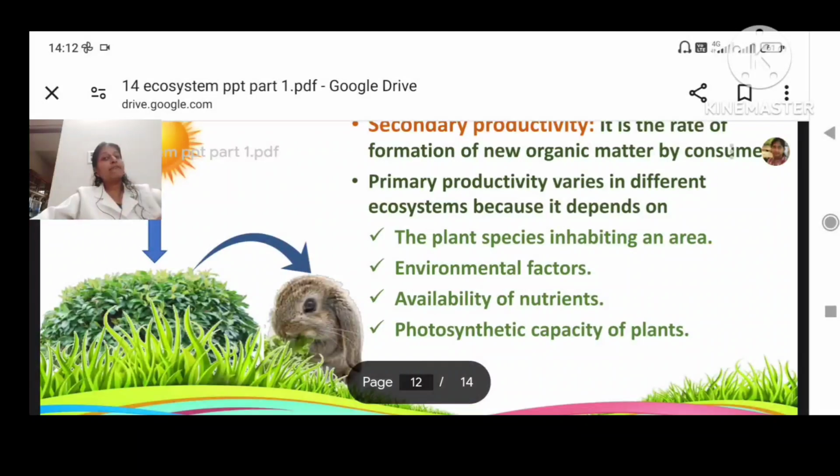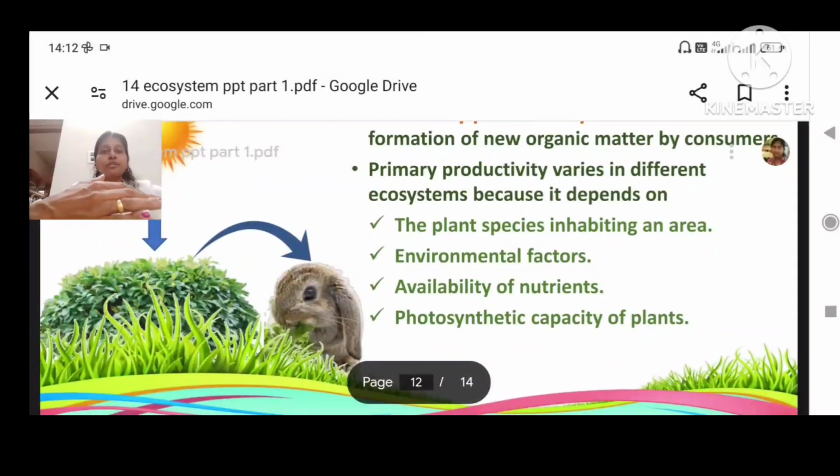And the last factor is environmental factors. Proper sunlight should be there, proper water should be there, proper temperature should be there, isn't it? So if all these abiotic factors are present and the soil is in good condition, all these factors also play a major role in what? Primary production.